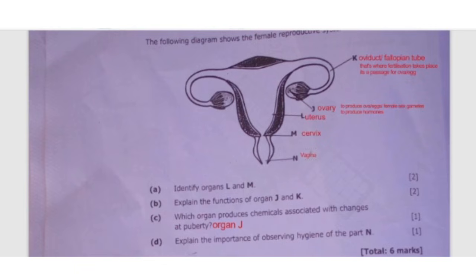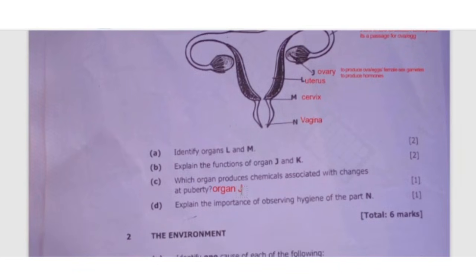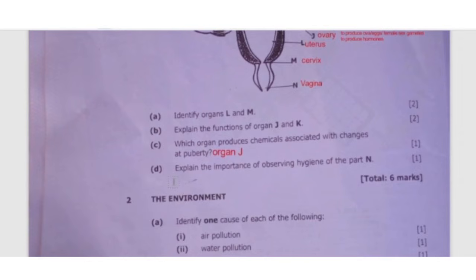Okay, so what we know about the vagina is this is the opening of the female reproductive system. This is where the penis is inserted, and during childbirth, this is where the child comes through. So if the vagina is kept unclean, what will happen? If it's dirty, then there will be diseases in the vagina.